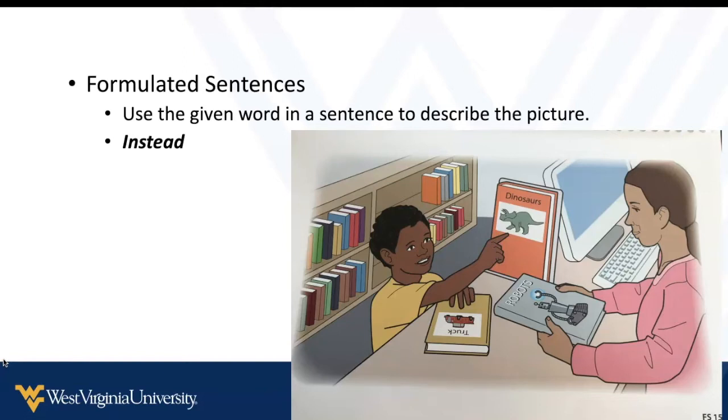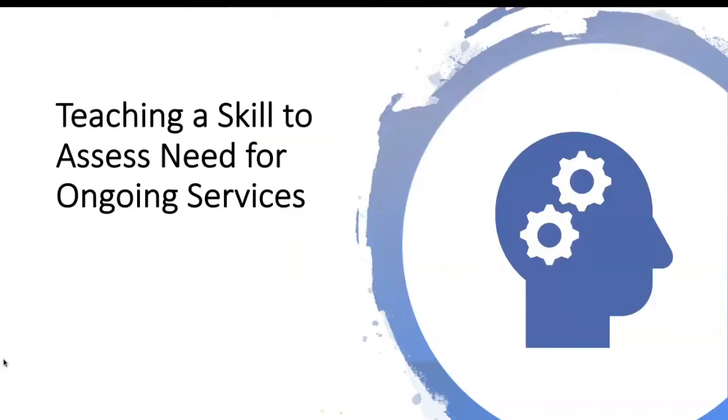And here we have an example from formulated sentences where you're supposed to use the word instead with this particular picture prompt. And you can think about which of those three dynamic assessment options are available to you when we go to look at changing how we do the standardized test. Again, I want to go back and re-emphasize before we move on to the other types of dynamic assessment, that if you need that standardized test score, which we do in West Virginia, we need a 78 to qualify for services.